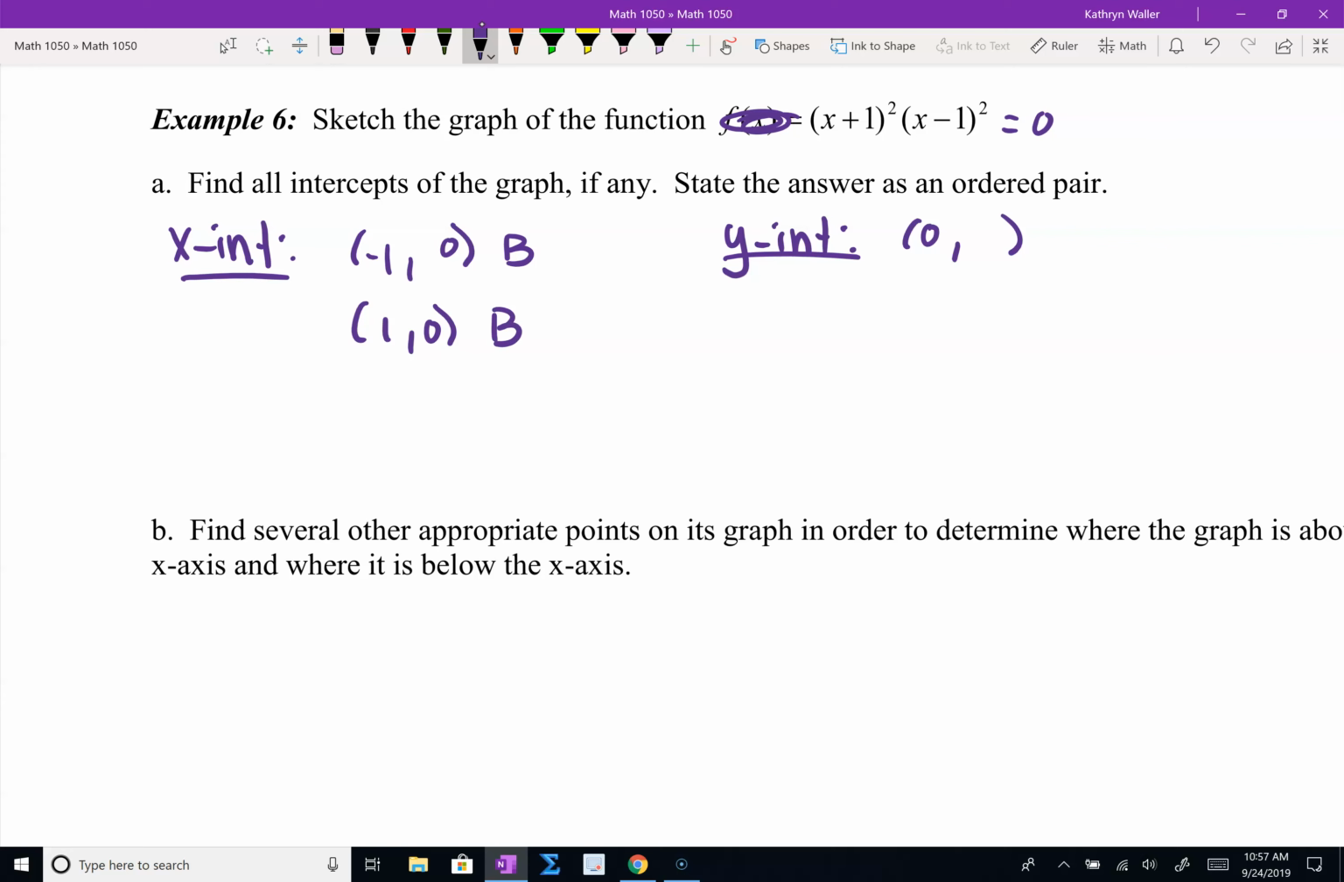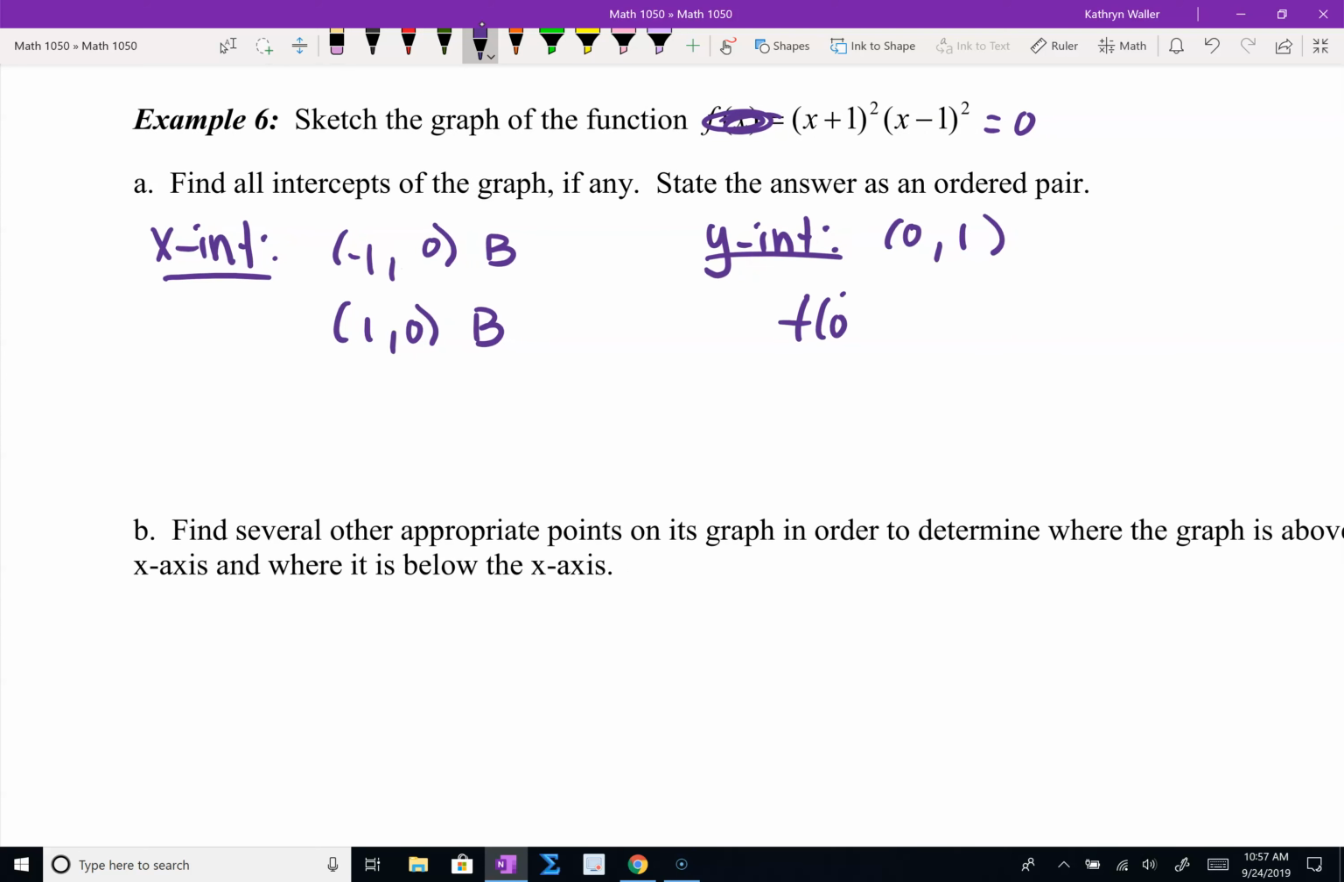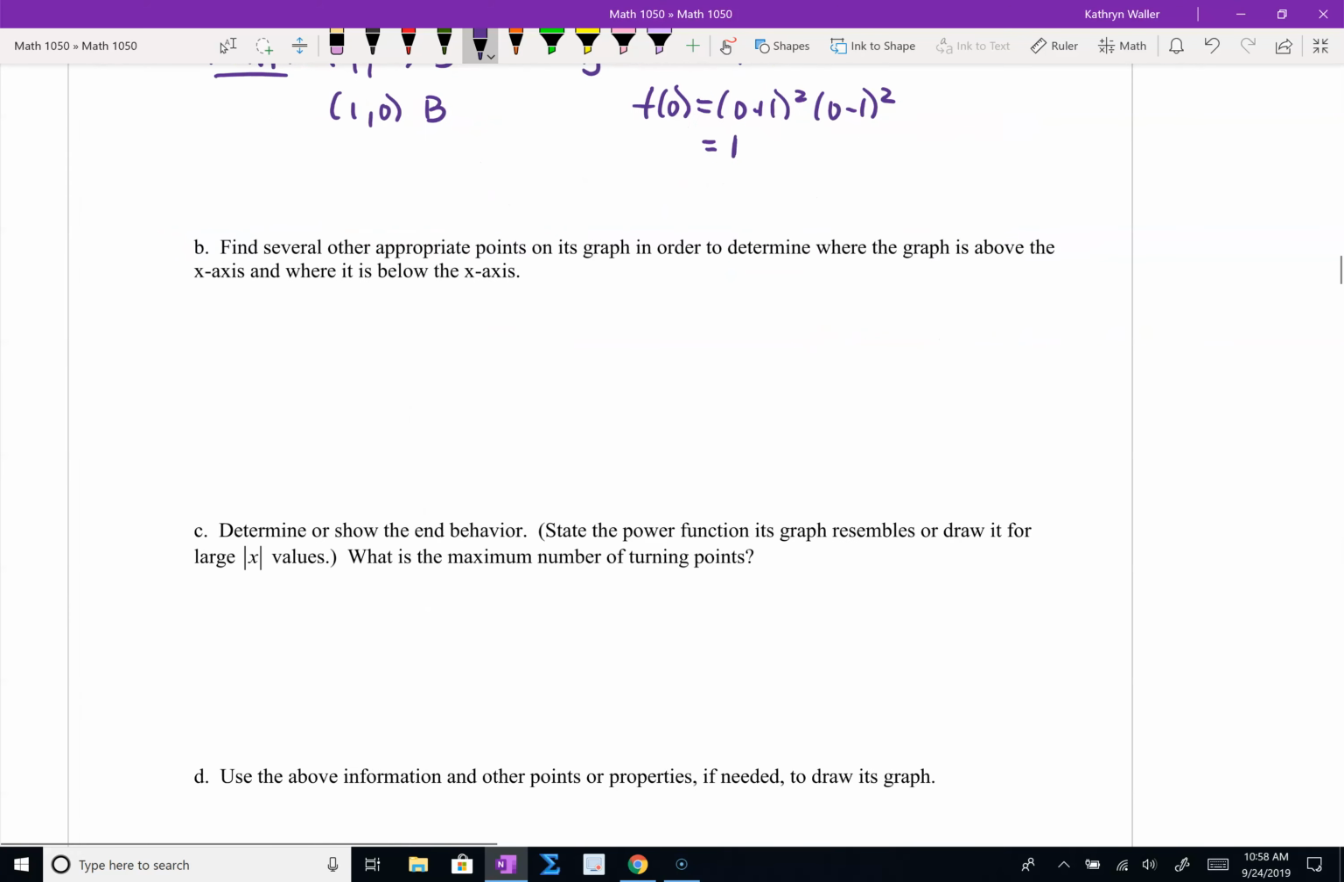And I have 1, 0 bounces because my exponent's even. Look at the y-intercept. If you go 0, 1 and you don't show me any work, you're not going to get credit for the 0, 1. They require that you show, I understand I'm supposed to be putting a 0 in for x. So the work that you show would be f of 0 is 0 plus 1 squared times 0 minus 1 squared. Line your equal signs up. You got a 1, pardon me, and now you're good to go. Okay? Don't do B until the end.